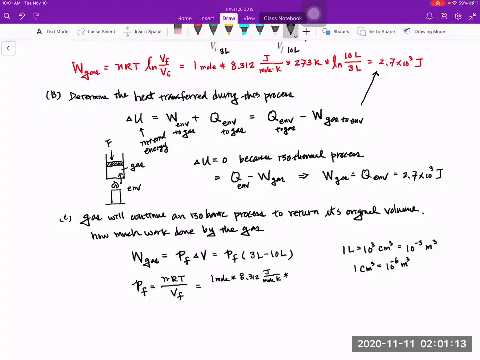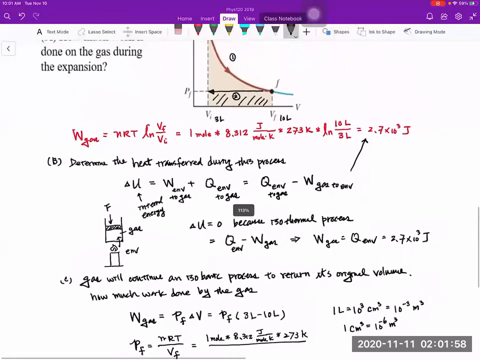And our temperature in this case is 273 K, over the V sub F, the V final. So how much is the V final? What should be the volume that we use here?